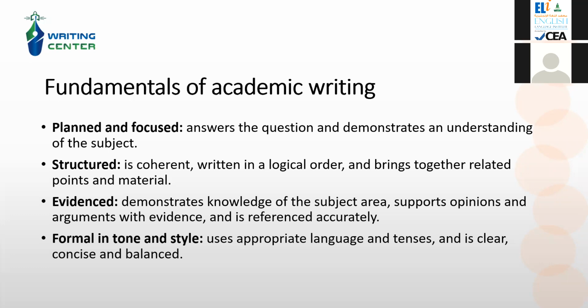Number one, it's planned and focused. It answers the question and demonstrates an understanding of the subject. Number two, it's structured, coherent, written in a logical order, and brings together related points and material. Evidenced, it demonstrates knowledge of the subject area, supports opinion and arguments with evidence, and is referenced accurately. You need to acknowledge who wrote what to have academic writing. Formal in tone and style, it uses appropriate language and tenses, and is clear, concise, and balanced.